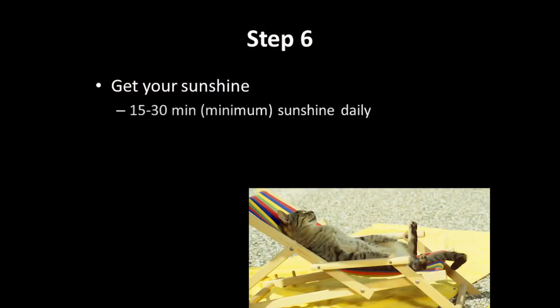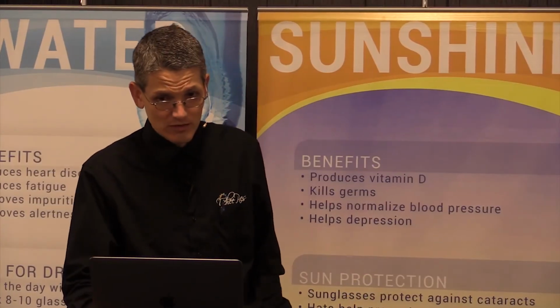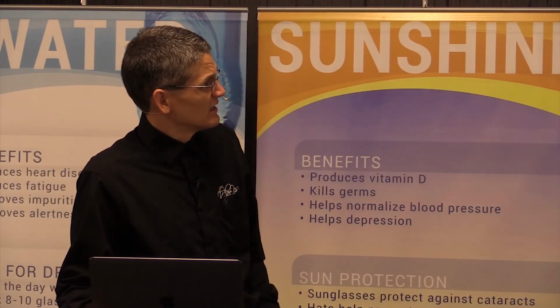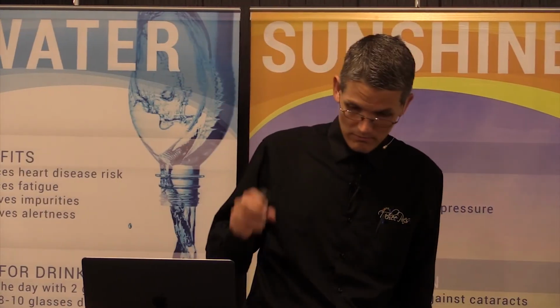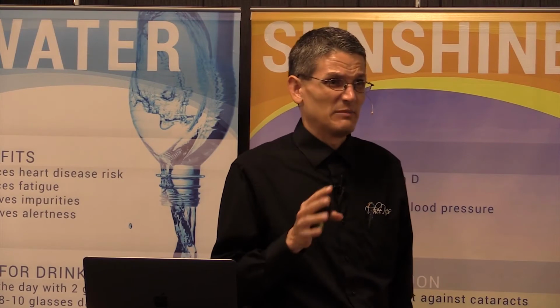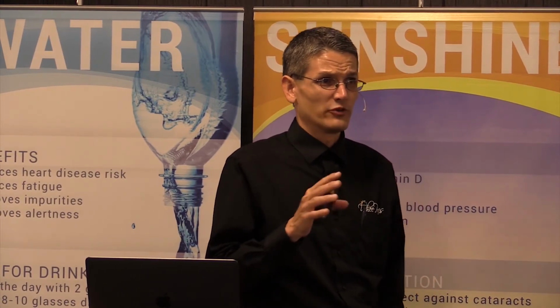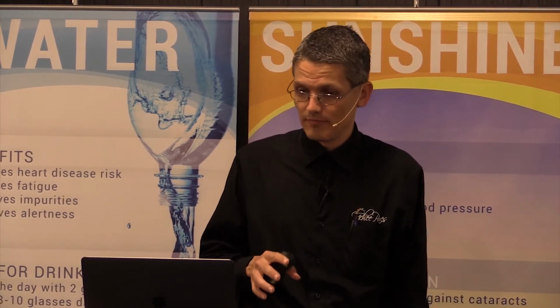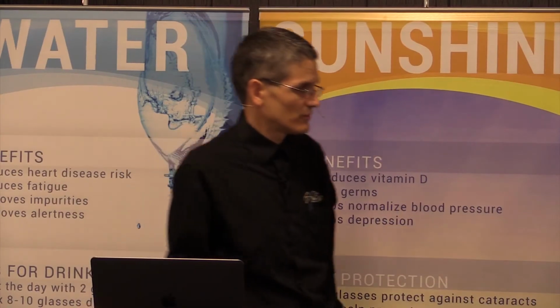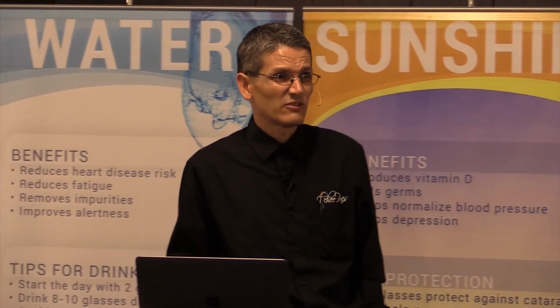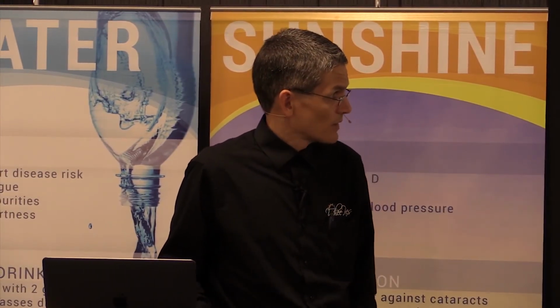Number 6, get your sunshine, right? 15 to 30 minutes minimum daily. Low vitamin D levels are associated with higher rates of diabetes. Also, poor blood sugar control for those who are diabetic. All right, so we want to get those nice vitamin D levels up. You want at least 30, but some studies show that around 60 to 75 would be an ideal vitamin D level.